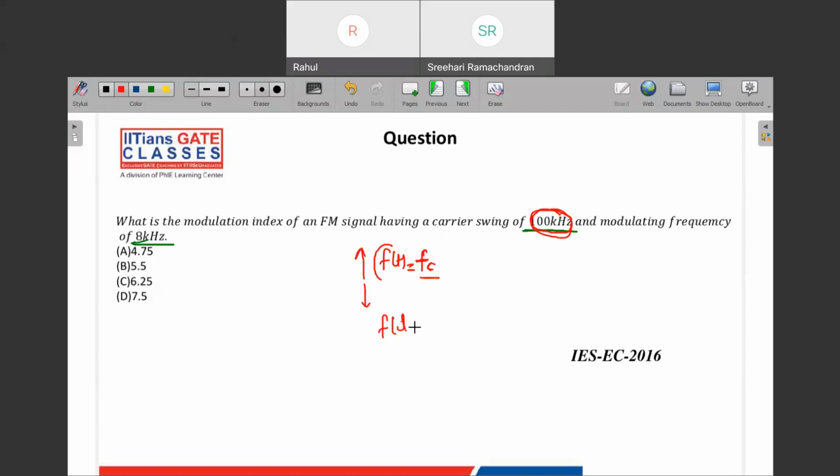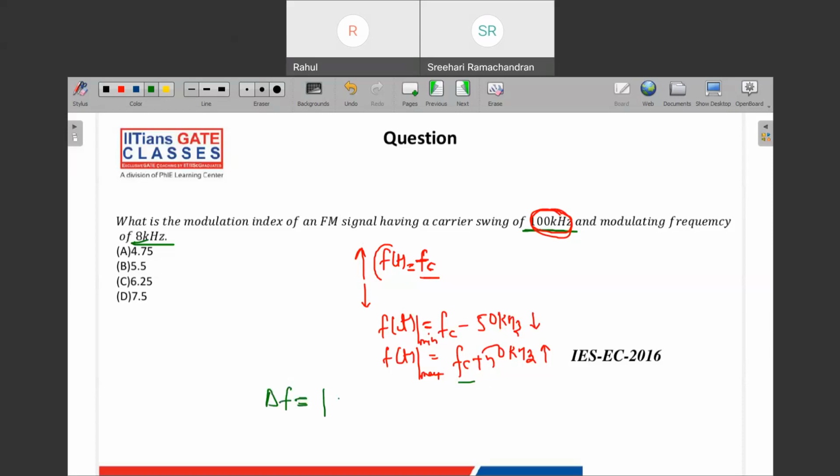Since it is a 100 kilohertz swing, you can say that f_t min will be something like f_c minus 50 kilohertz, and f_t max will be something like f_c plus 50 kilohertz, because it is going up and down with respect to f_c by 100 kilohertz in total. So we can say that it is down by 50 kilohertz sometimes and up by 50 kilohertz sometimes. So this is the minimum and the maximum frequency of the carrier. Now, once you calculate the delta f, we calculate it with respect to f_c.